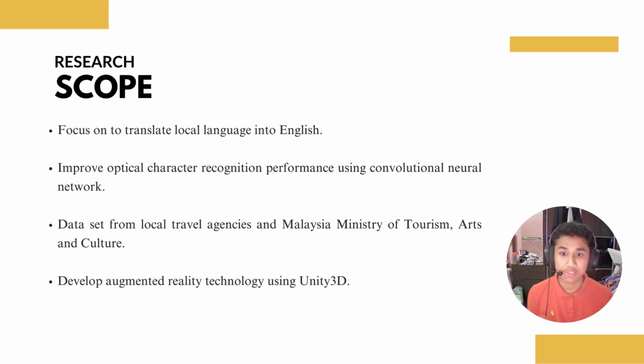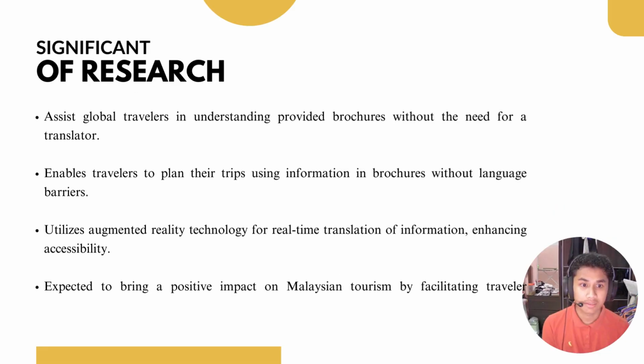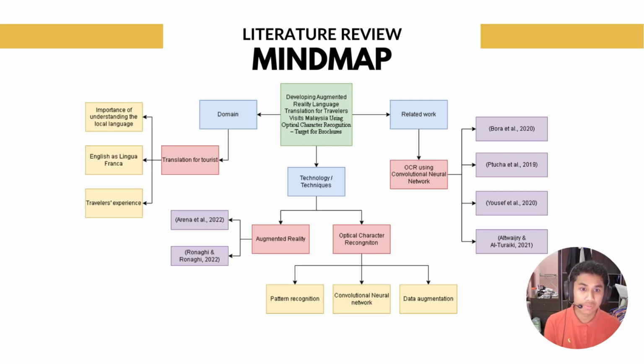So this is my research scope, and I hope the significance of my research is to assist global travelers in understanding provided brochures without the need for a translator, and to enable travelers to plan their trips using information in brochures without language barriers. And there are two others. So this is my literature review mind map.